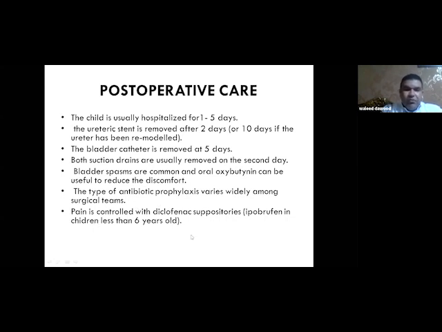Pain control is diclofenac suppositories in patients above 6 years, ibuprofen from 6 months to 6 years, and less than 6 months old, we should do just paracetamol, no ibuprofen, no diclofenac.